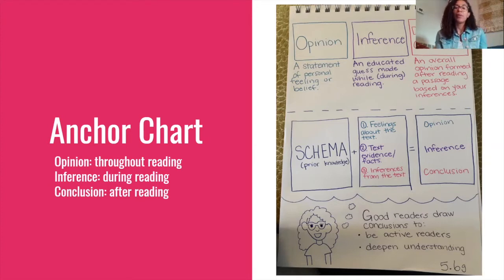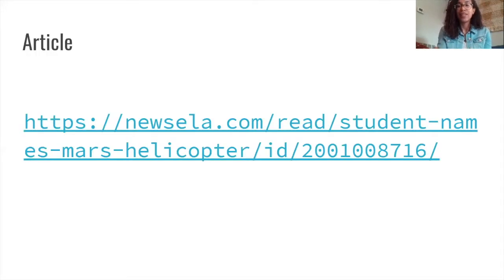And the reason why we want to be good at all of these skills is because good readers want to be active readers. We want to think about what we are reading. We're not just looking at words on a page. We want to be able to deepen our understanding of what the text is saying. Now we're going to take a look at our article for today.